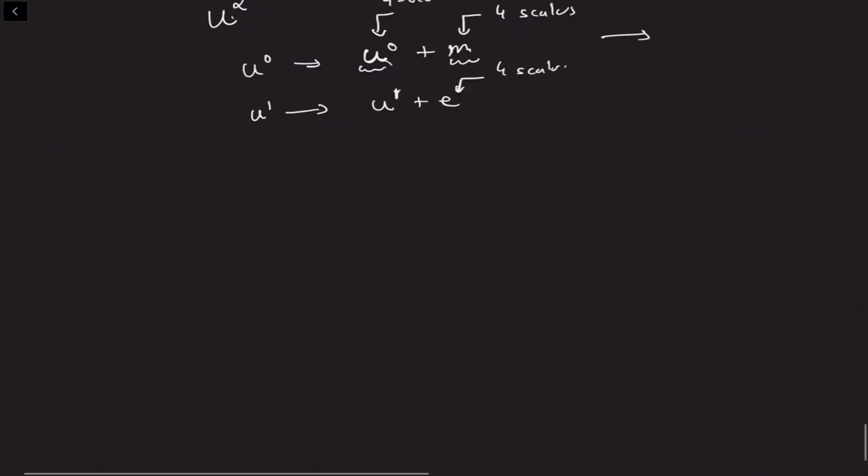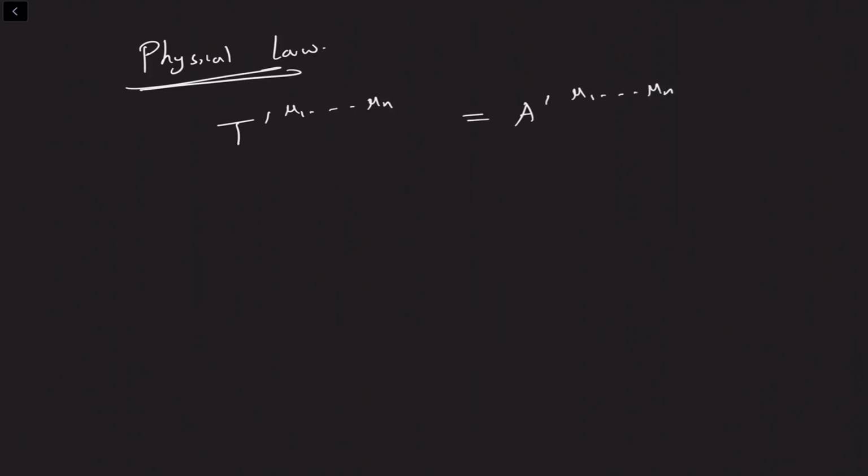So finally, we can say that for any physical law, the important thing to be compatible with the dictionary of special relativity is that it should take the form that if I have a tensor of rank n on one side, I should have a tensor of rank n on the other side of this equation. This is the only way in which the law would be compatible with the dictionary of special relativity.